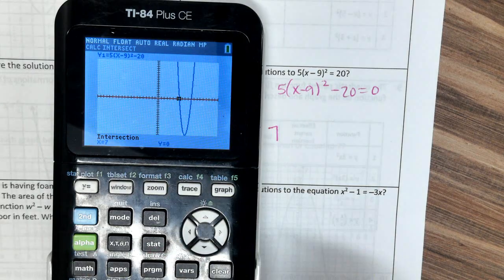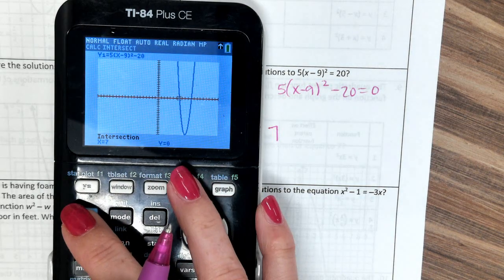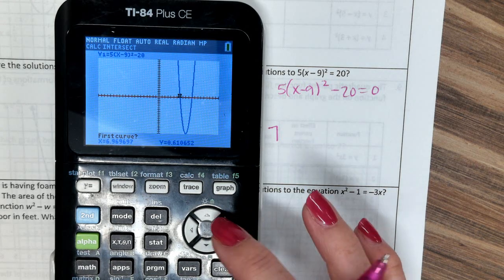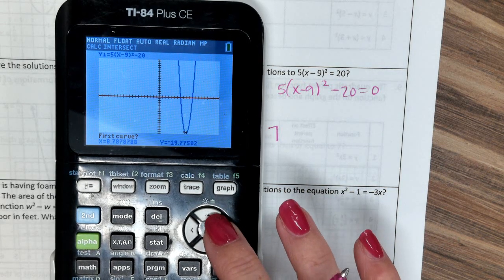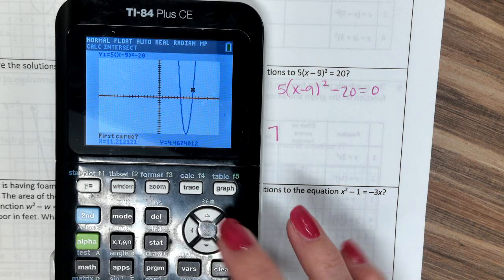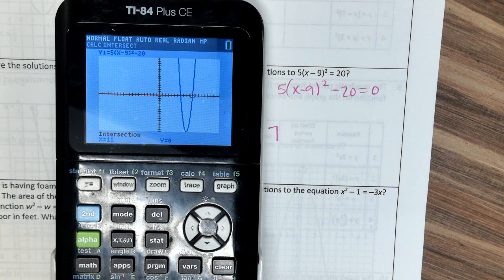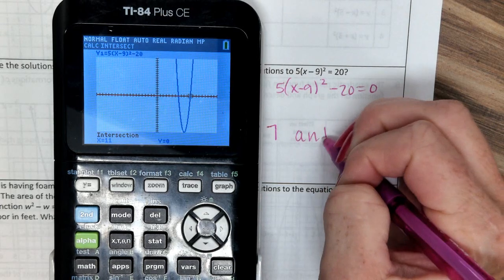And then I have to hit trace again. Second trace. Option 5. Go over to the next intersection. Enter, enter, enter. And the next answer is 11.